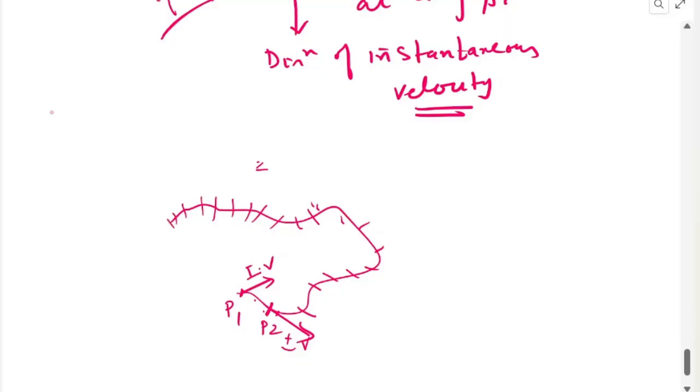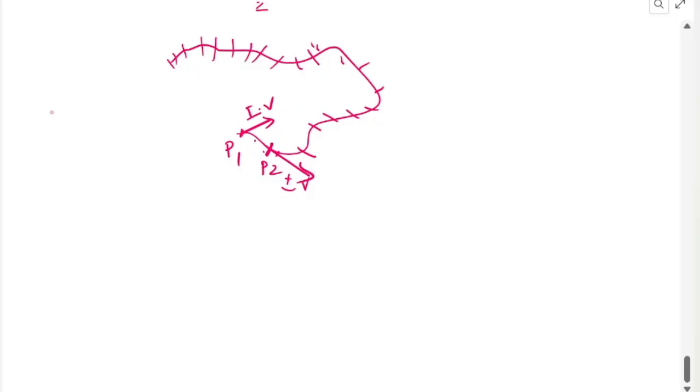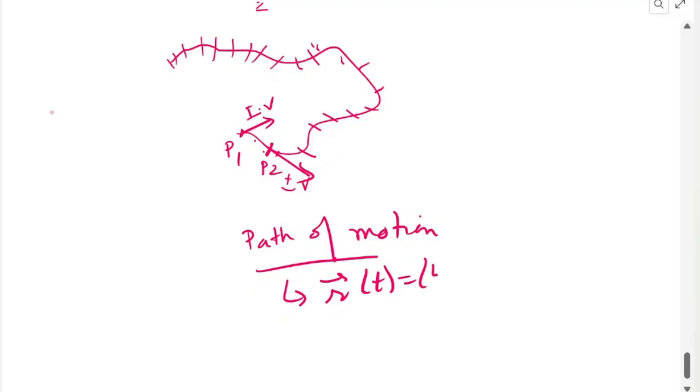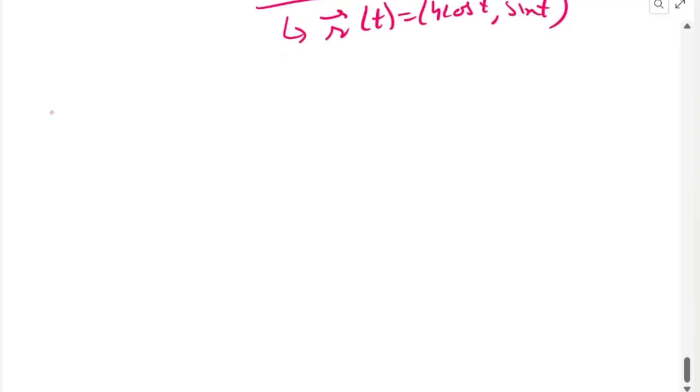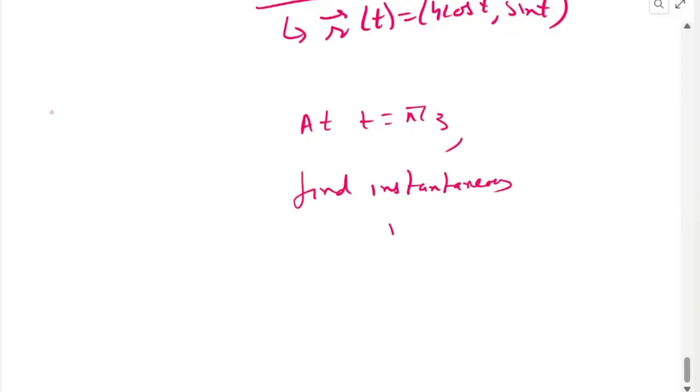For exam purposes, let me mention here that instead of asking you to find the tangent, they may twist the question and ask the same thing in terms of mechanics. I just modify the above question only. The path of motion is given by r(t) equals 4 cos t, sin t. At t equals pi by 3, find the instantaneous velocity of the particle. What do you mean by this? Nothing but the tangent you have to find out.